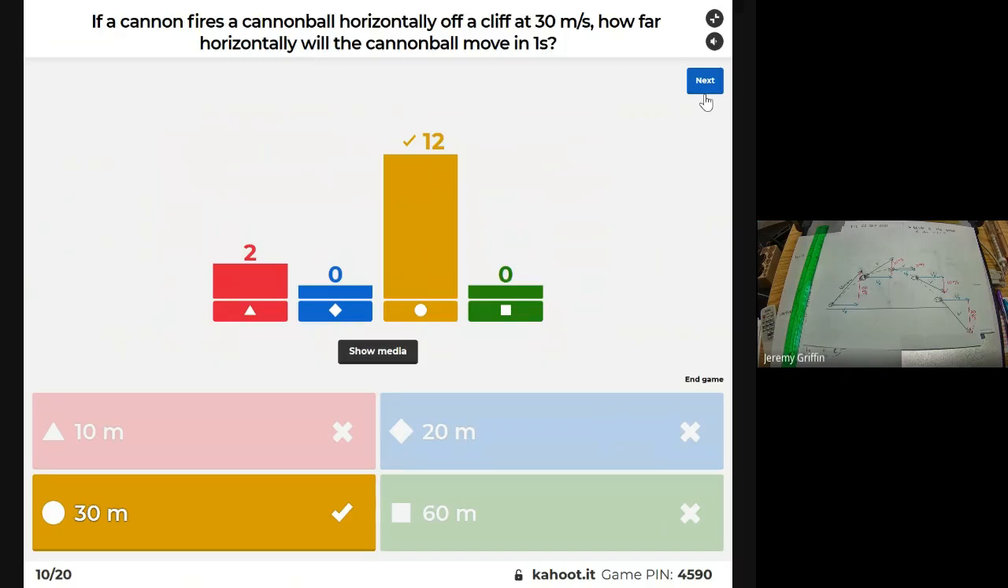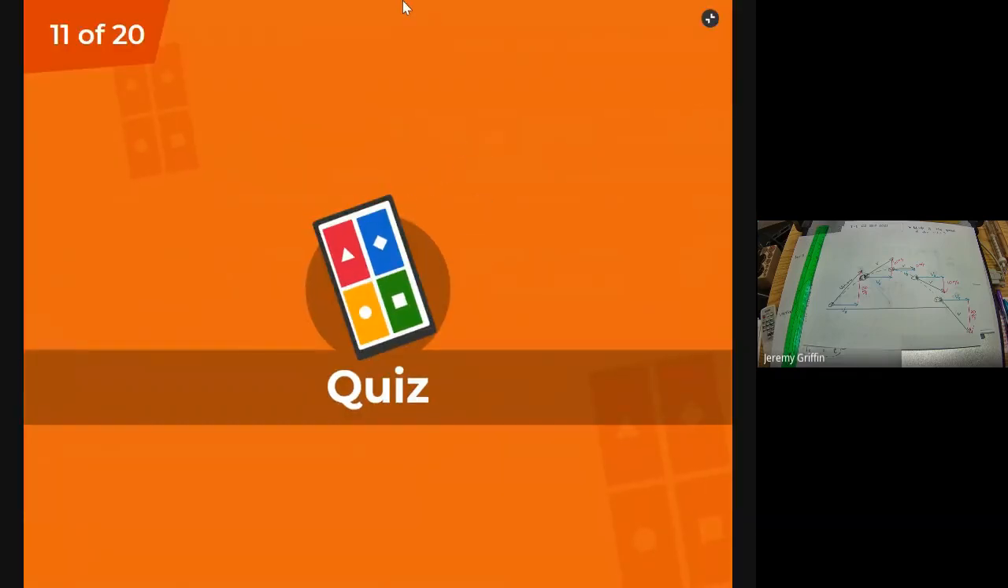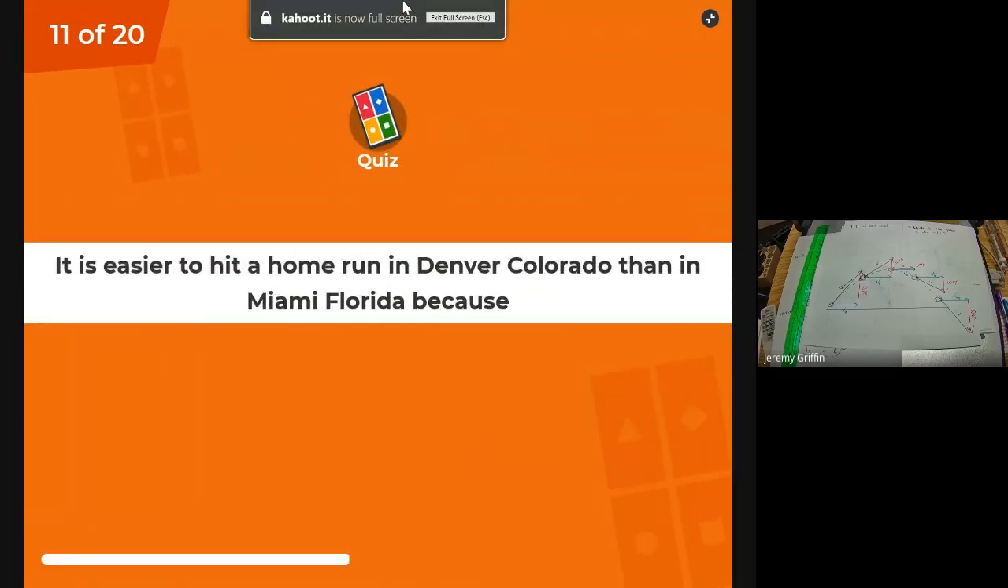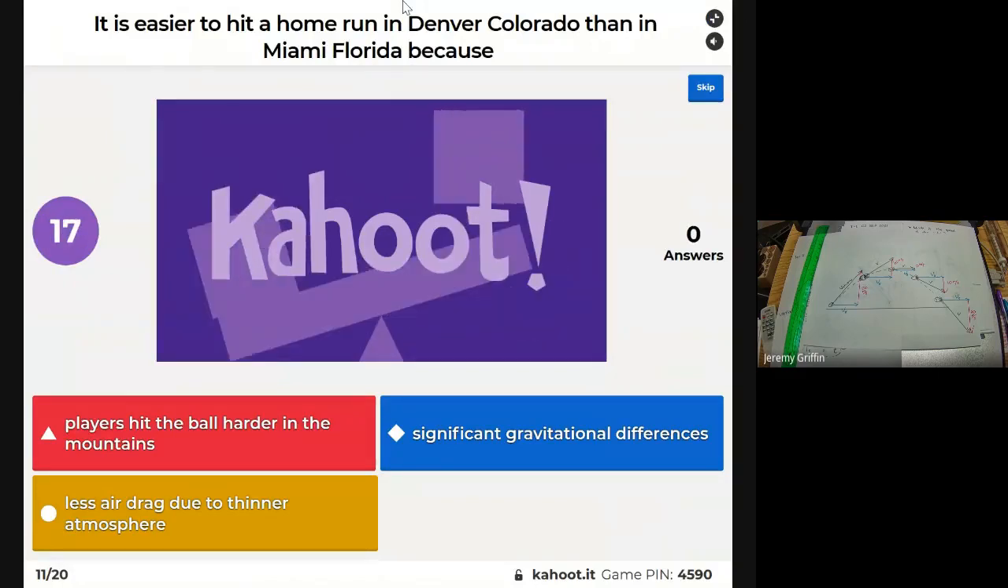Okay. How far did it fall in 1 second? Careful. It picked up to 10 meters per second vertically, but it only fell 5 meters. So it fell 5 meters. It is moving 10 meters per second straight down. And then you could do the Pythagorean theorem between 10 meters per second and 30 meters per second to get its total speed. But yeah, you guys are absolutely right. It moved 30 meters horizontally because it's going 30 meters per second horizontally. Yeah, all right. Joshua still on fire in the lead. It is easier to hit a home run in Denver, Colorado than in Miami, Florida. That's true. Because why?